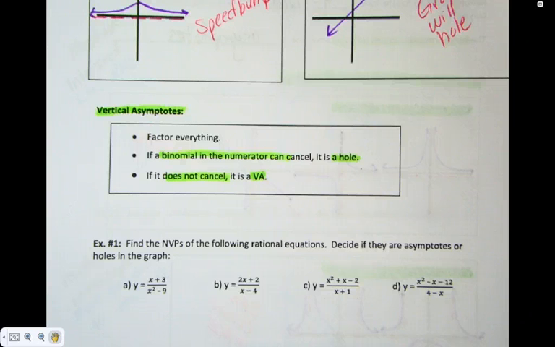So you factor everything you can. If a binomial cancels, it's a hole. If it doesn't cancel, it's a vertical asymptote. You didn't have any last year that didn't cancel. They were all vertical asymptotes. Grab some paper, which I'm sure you already have ready, because you know how this works by now.